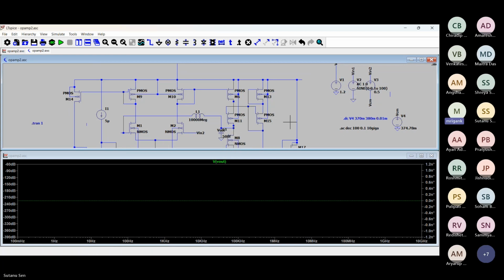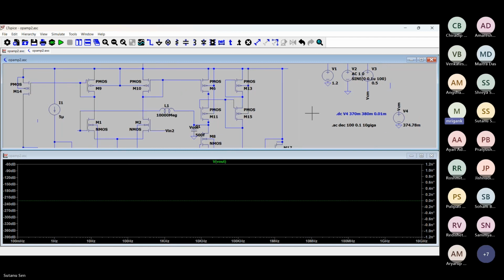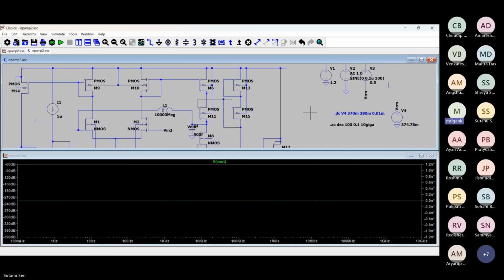And the AC signal is applied at V in 2. Yes, sir. Sir, V in 2 will have a DC offset, right? No, you put whatever DC, close to VDD by 2.